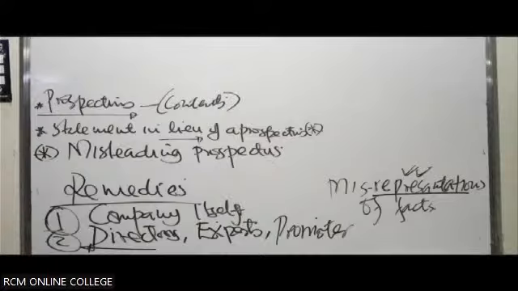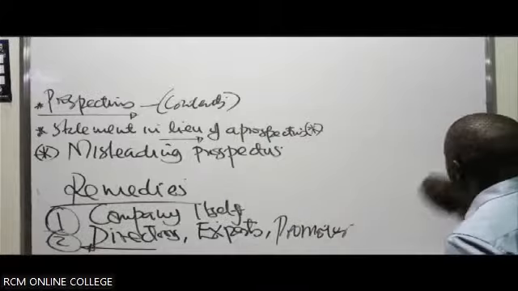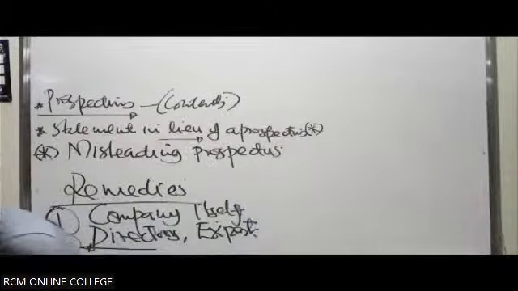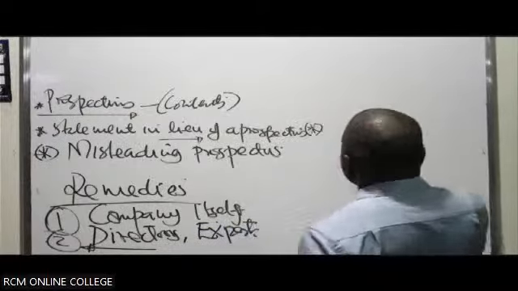The first remedy he will have is what we call rescission, to rescind, or to avoid this contract of allotment of shares. So number one, he can rescind the contract.